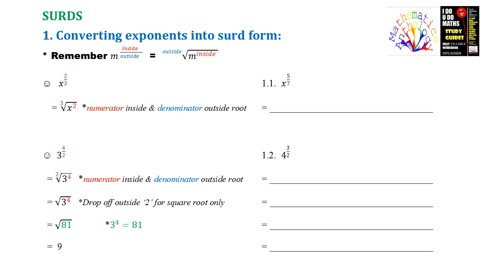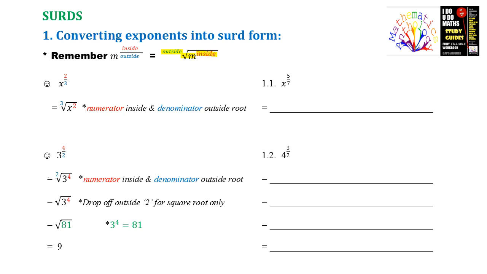Let's work with surds, converting exponents into surd form. So remember, if we have, for example, m to the power of inside over outside, that's equal to, in the root form, the root of m, where inside is the numerator and outside is the denominator. So let's just use examples here to make it a bit easier to understand.